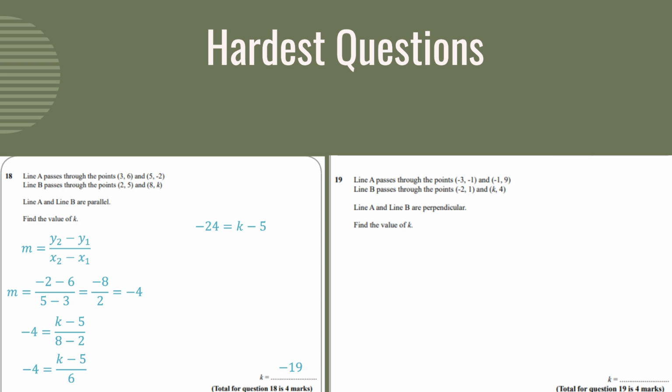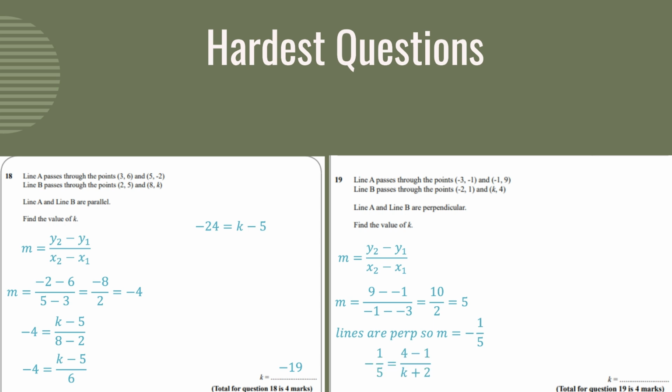So first, we find the gradient of line A. So, m equals 9 minus minus 1 over minus 1 minus minus 3. This equals 10 over 2, which equals 5. But the lines are perpendicular, so the gradient for B is minus a fifth.